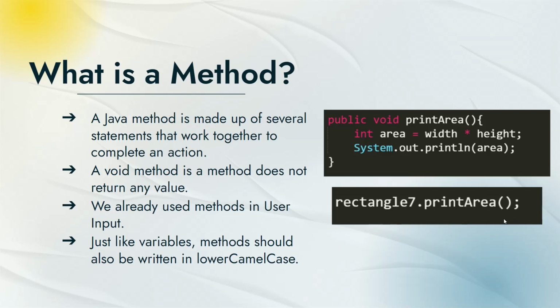So rectangle7.printArea will compute 4 times 15, which is, sorry, my math is bad, 4 times 15, which is 60. Sorry, not return, my bad. Void methods do not return anything. Rectangle7.printArea would result in the 60 being printed to the console, because we created a temporary variable called area, which is width times height, and we print area to the console. So rectangle7.printArea would print 60 to the console.